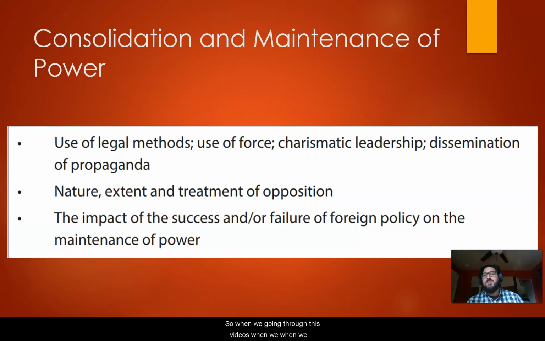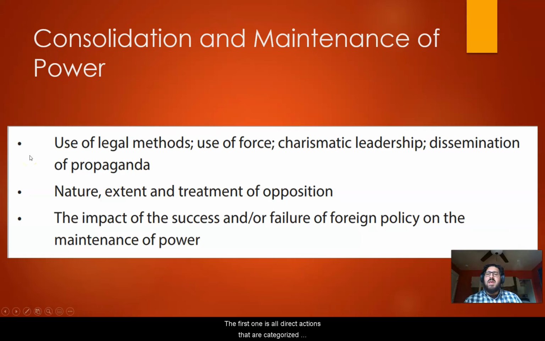So when we're going through these videos, when we're going through the examples, the key thing you're going to need to listen for is if it's before 35, it's consolidation. If it's after 35, it's maintenance. And that's going to be a really big deal as we move on to later and bigger events. Now, those are the two categories. What are the examples that you need to know? Well, that's what these 3 bullet points here on this slide are.